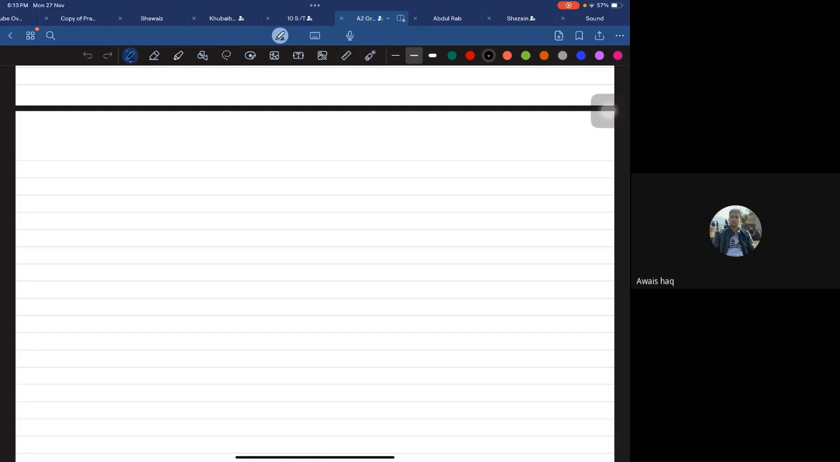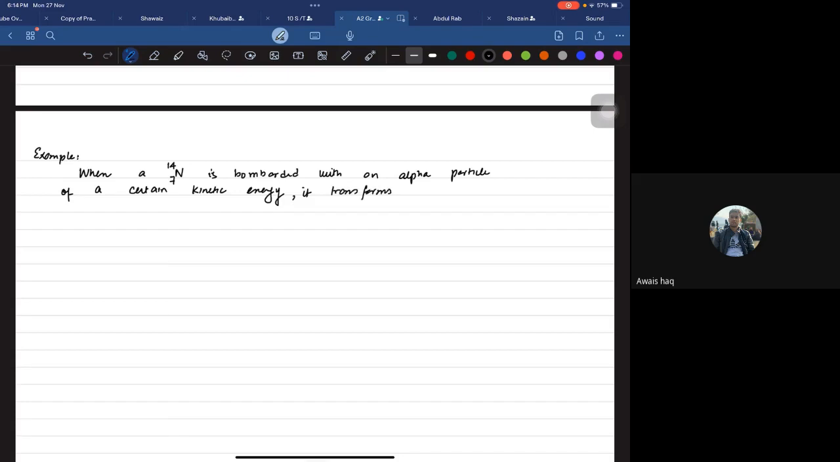So let's write. It said in an example, when a nitrogen 14 7 is bombarded with an alpha particle of a certain kinetic energy, it transforms into oxygen 17 8 and a proton.